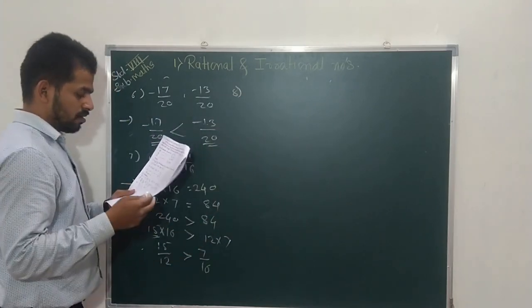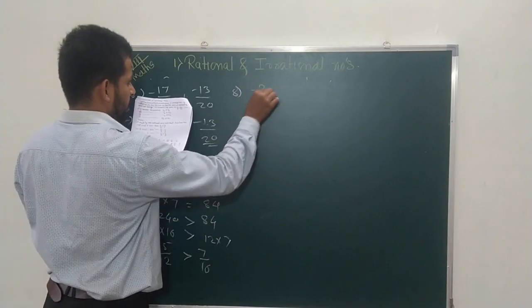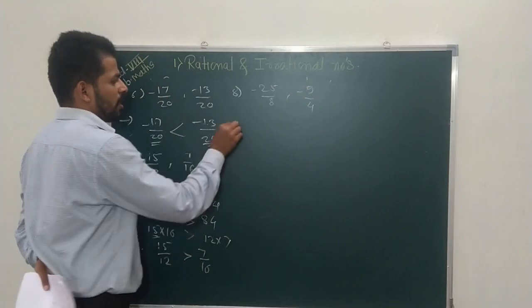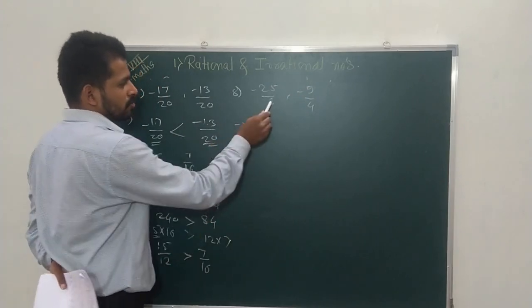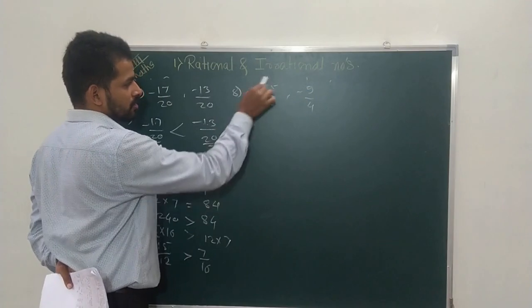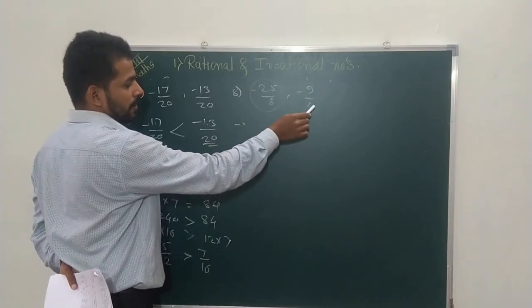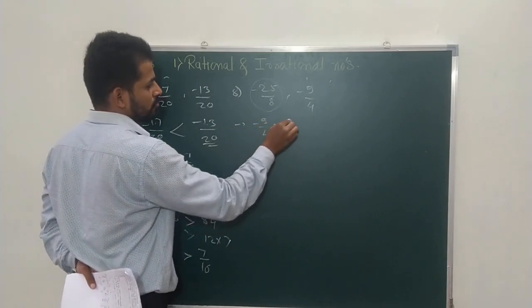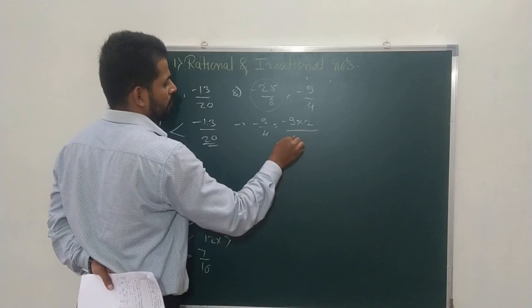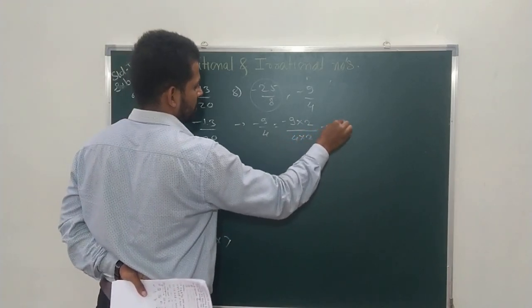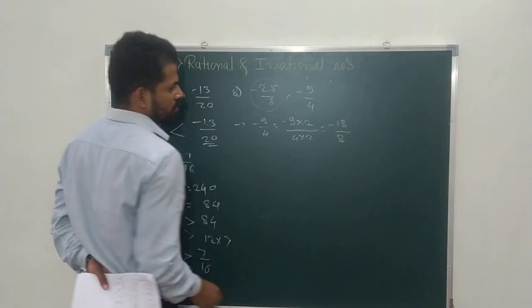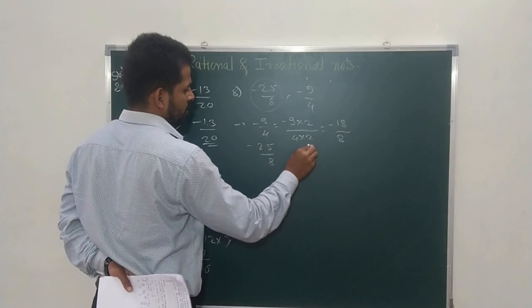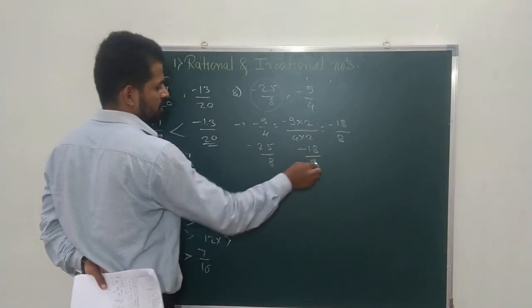81 is there. Minus 25 upon 8 and minus 9 upon 4. Now I want to make the denominator the same. It is not necessary to multiply by the first number; only you have to multiply by 2, then we get 8. So minus 9 upon 4 is equal to minus 9 multiplied by 2 and 4 multiplied by 2, that is minus 18 upon 8. So in between minus 25 upon 8 and minus 18 upon 8, the denominator is the same.